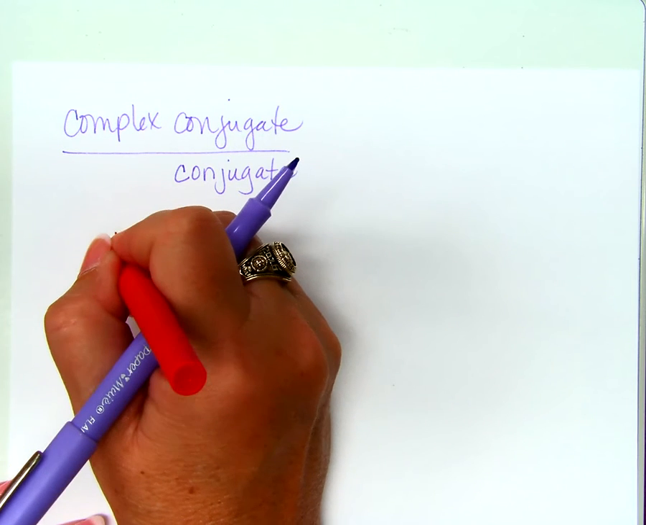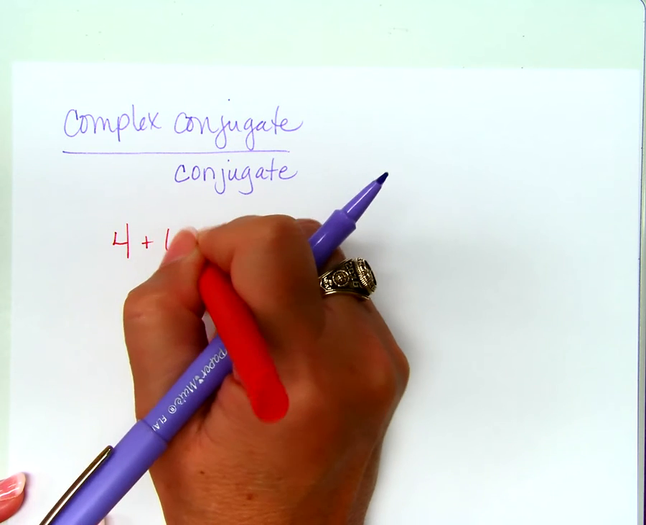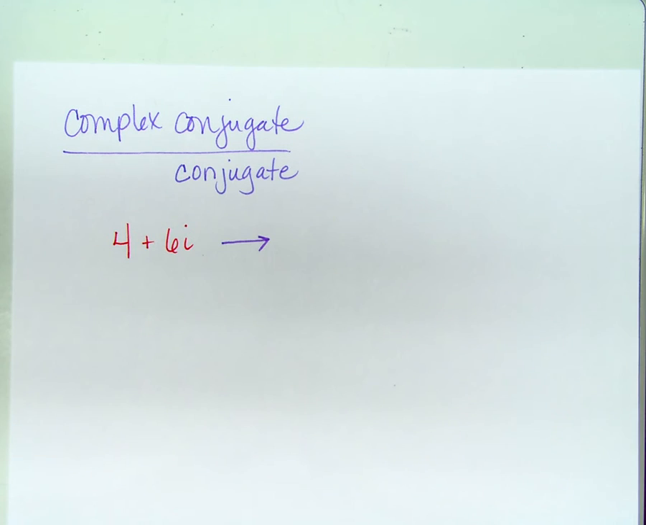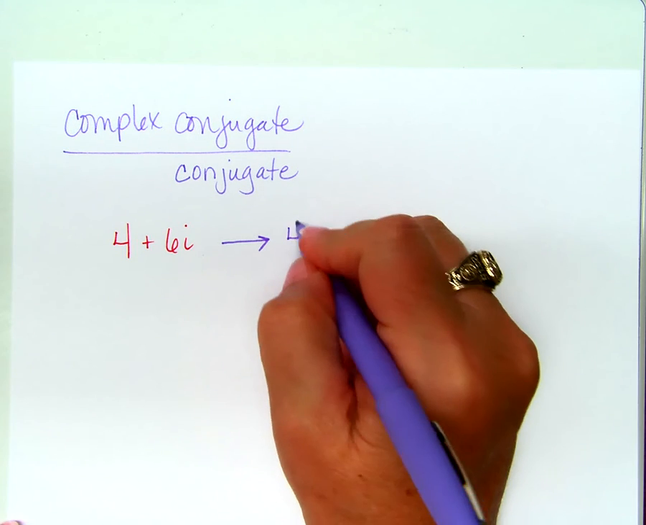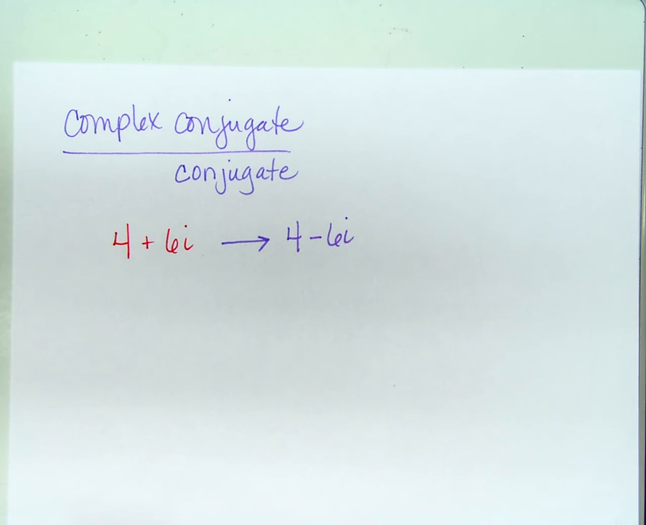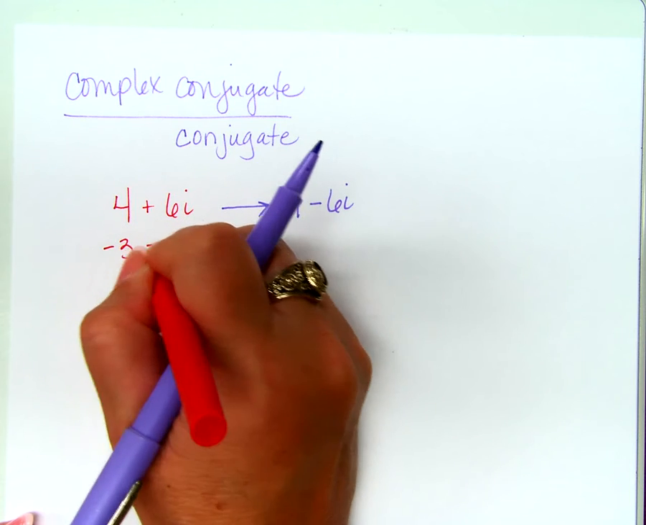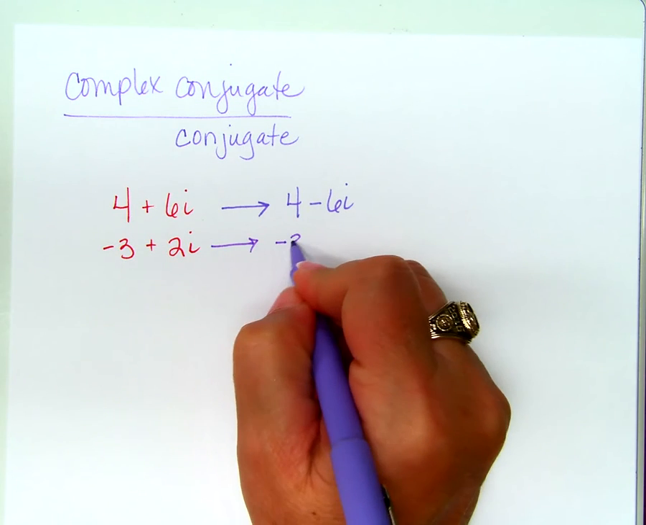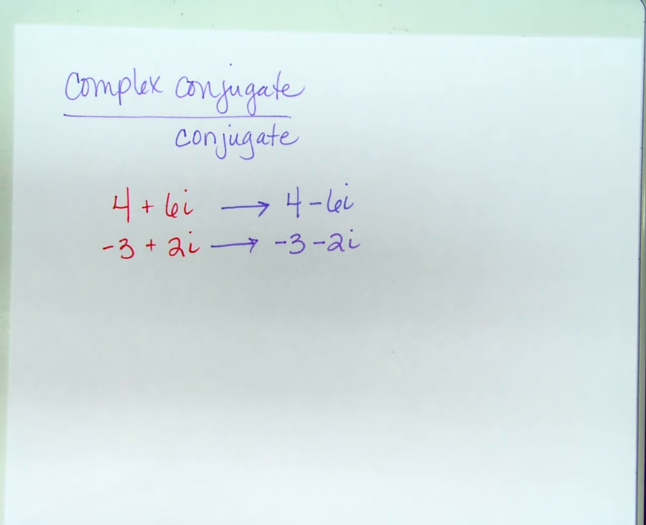Here is my complex number: 4 plus 6i. Okay? I want you to tell me the complex conjugate. The complex conjugate is 4 minus 6i. If I tell you the number is negative 3 plus 2i, what is my complex conjugate? Negative 3 minus 2i. Oh, so it only changes the sign. It's not like if it's negative or not? It only changes the imaginary part.